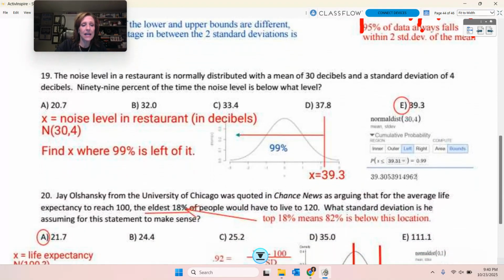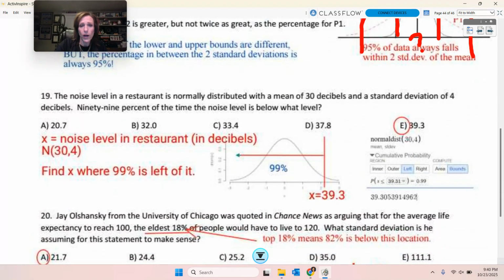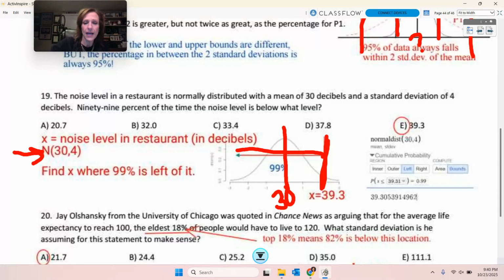All right, now here we have a problem where we are finding the x. We have the mean and the standard deviation, and we are finding the x in level. And I should have probably put this mean in here as 30, okay? And then here's the value I am finding with 99% left. So I am finding the context bound with 99% left. And then that spits out the x value.